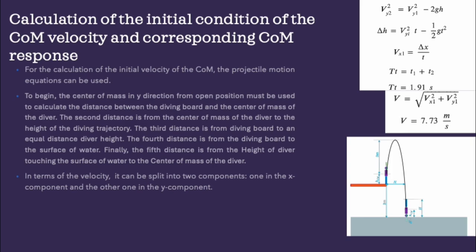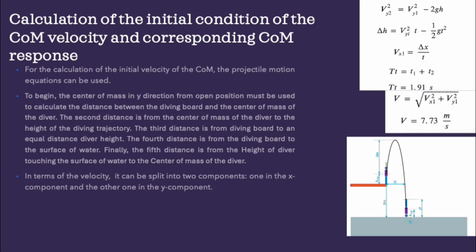Calculation of the initial condition of the center of mass velocity and corresponding center of mass response. For the calculation of the initial velocity of the center of mass, the projectile motion equations can be used. As we can see in the graph on the bottom right, it's the total motion of the dive. In terms of the velocity, it can be split into two components, one in the x component and the other in the y component. The equations that we used are on the upper right side of the slide.